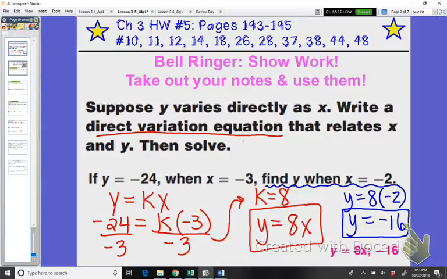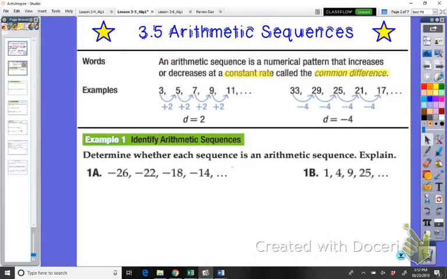All right, this new lesson today is on 3.5 arithmetic sequences. An arithmetic sequence is a numerical pattern that increases or decreases at a constant rate called the common difference. So this is pretty easy because it's just a set of numbers and you just have to find out how you're getting from one to the next. So you got 3, 5, 7, 9, and 11. Those increase by 2 each time, so the common difference is 2. The next example has 33, 29, 25, 21, and 17. If you find the pattern there, you're subtracting 4 each time, so the common difference is negative 4.